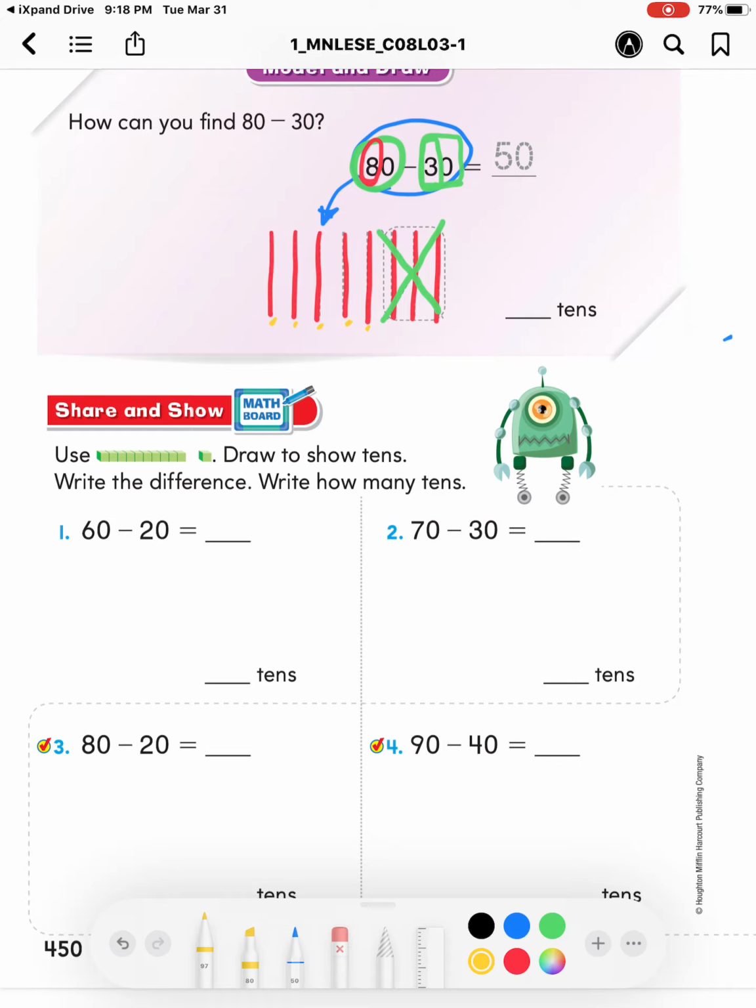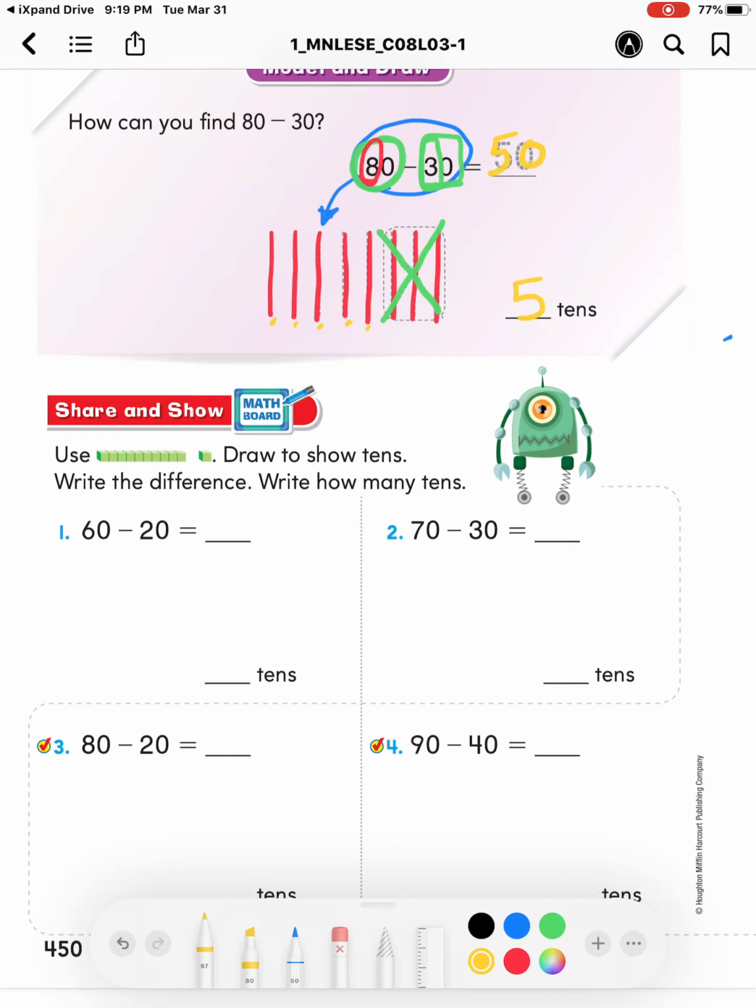So we have how many remaining tens? We have how many remaining tens after we took away 3/10? We have 5/10. And 5/10 means what? Means 50. Okay? Good job. So now we can do it in a different way.